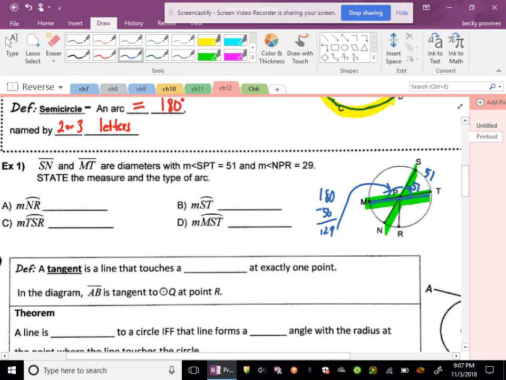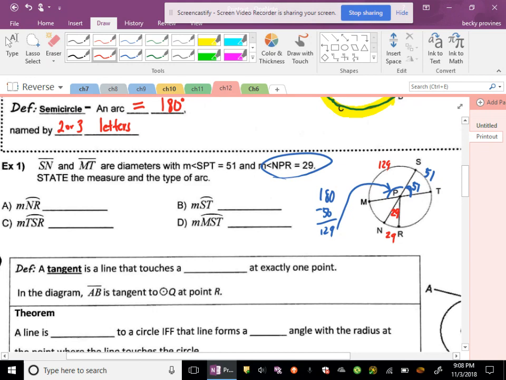Okay, so let's see how many of these we can figure out. Wait a minute, I forgot something. I forgot this one. NPR, let's find that. NPR is 29. Let's get rid of some of these lines. Okay, so that's 29, which means this arc is also 29. I know this arc is 129.